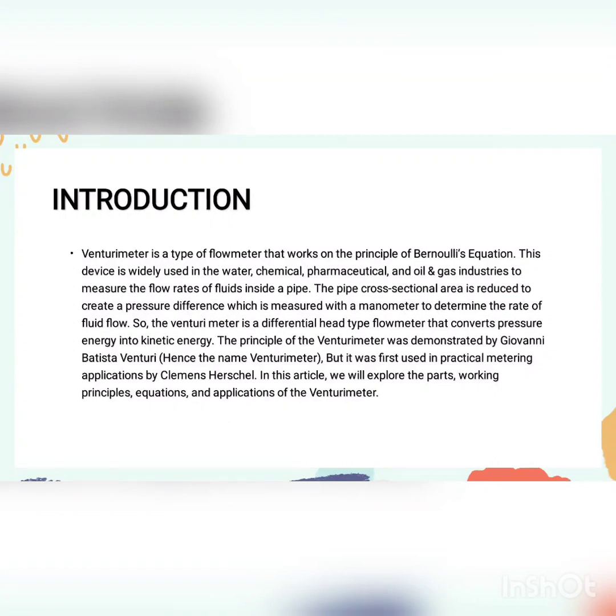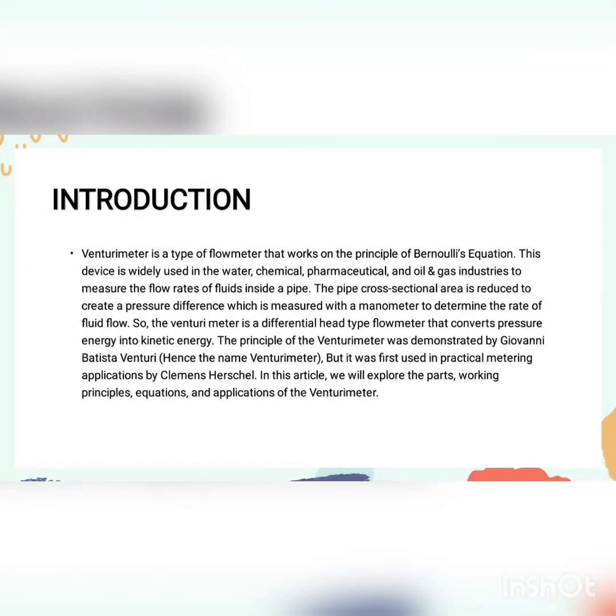Now discussing firstly about its introduction. Venturimeter is a type of flow meter that works on the principle of Bernoulli's equation. This device is widely used in the water, chemical, pharmaceutical and oil gas industries to measure the flow rate of fluid inside a pipe. The pipe cross-sectional area is reduced to create a pressure difference which is measured with a manometer to determine the rate of fluid flow.